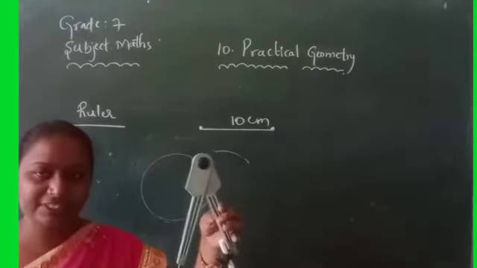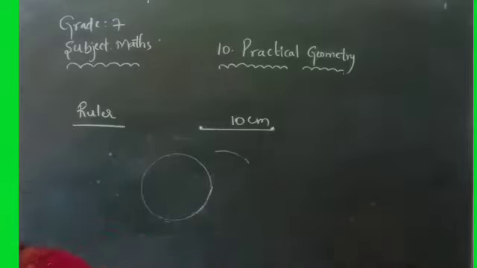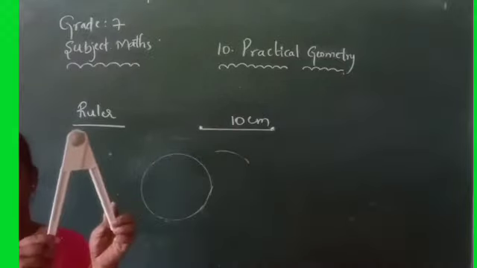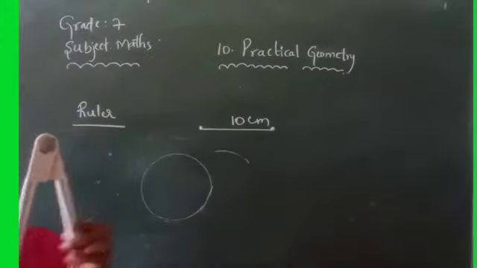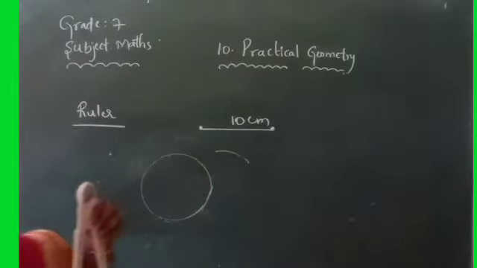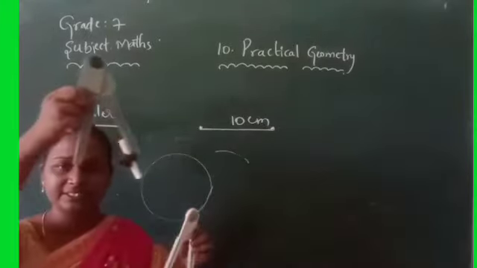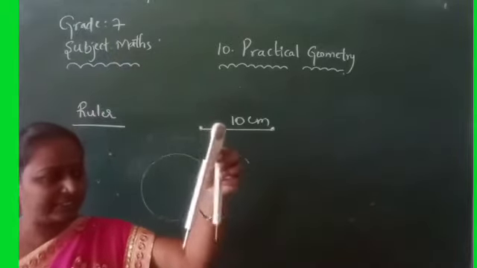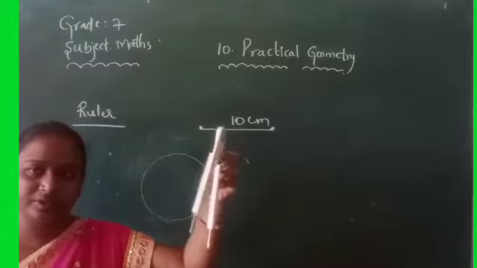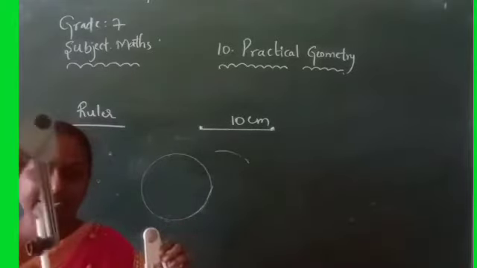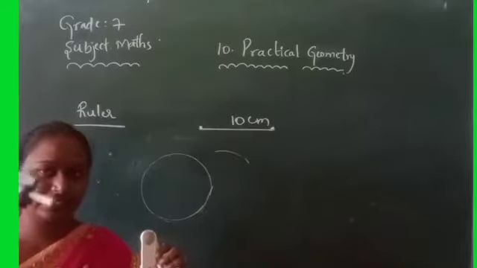What is the name of this? Compasses. And come to the third one. Yes, it is a divider. Here it has a pair of pointers. If you see here, how many pointers? 1 pointer here, 2 pointers. By using this, can we draw the circles? No. So we use these compasses. We can draw the arcs and the circles.